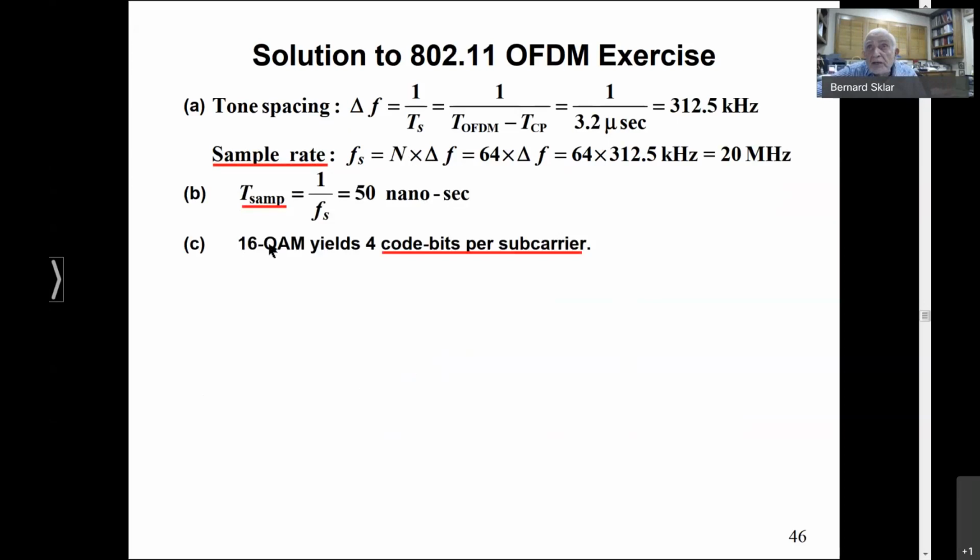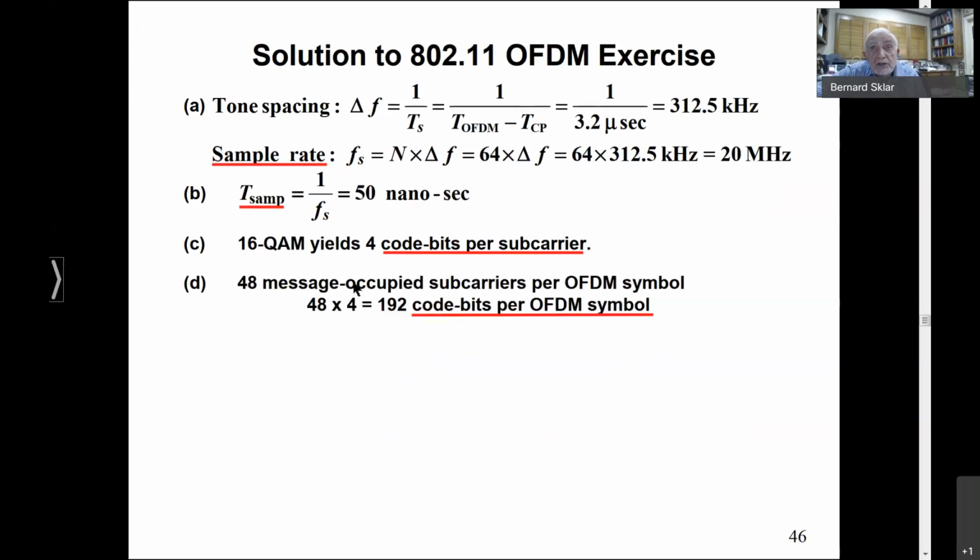Now you're using, I told you to use 16 QAM. 16 QAM yields 4 code bits per subcarrier. Remember, this is going to be complex, but there are 4 code bits here. And there are 48 message occupied subcarriers per OFDM symbol. And remember, they're encoded with a code. So 4 code bits multiplied by 48 of them, N sub C subcarriers, I get 192 code bits per OFDM symbol.